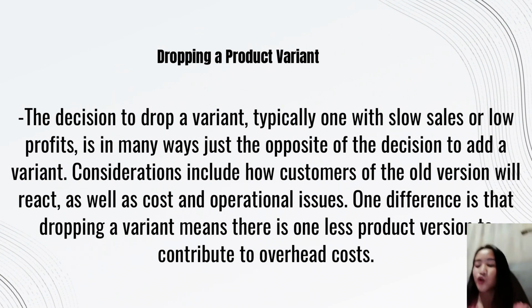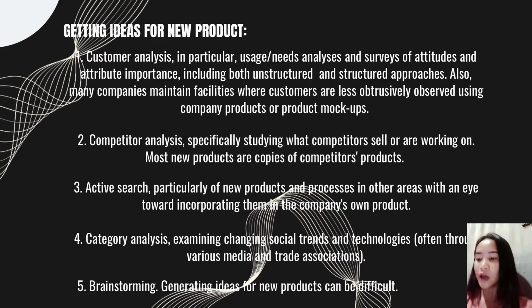Mao to ang dropping a product variant. So getting ideas for new products, first is customer analysis, in particular usage and needs, and analysis of attitudes and attribute importance, including both unstructured and structured approaches.